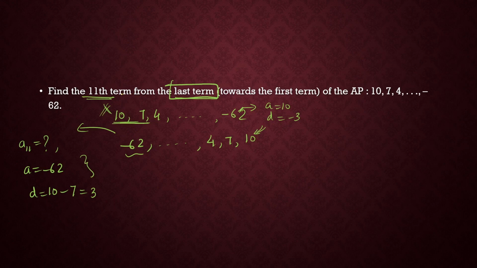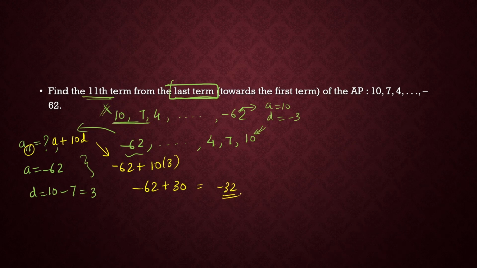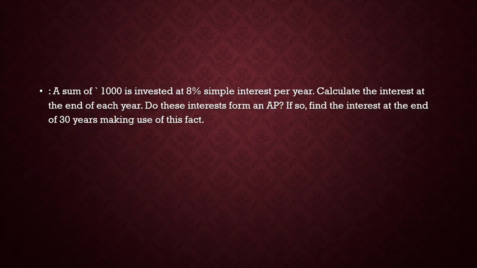So they have asked you to find the 11th term. So A11, this is the thing. So what is A11? A plus one number less than this, so 10 into D. Okay, so A value is how much? Minus 62 plus 10 into, what's the value of D? 3. Minus 62 plus 30. That is minus 32. That's it. Very simple. Okay. Next question.